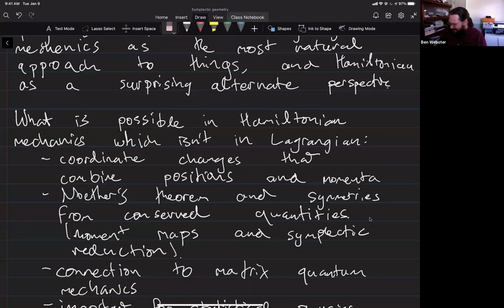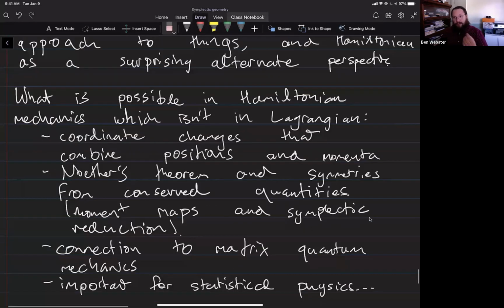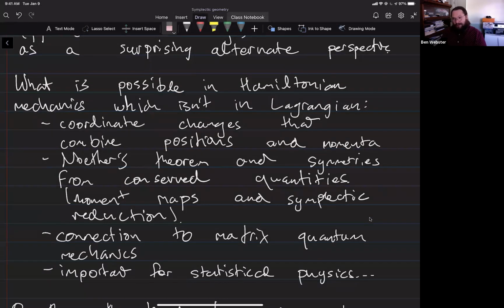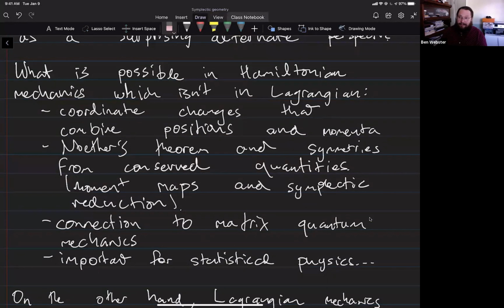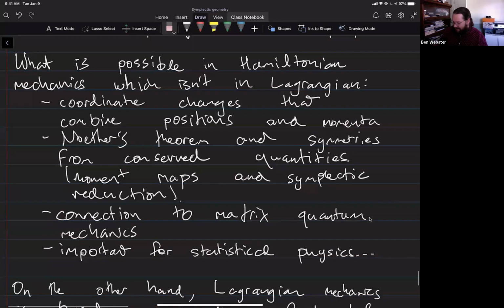So I feel like I should defend Hamiltonian mechanics a little bit, because there are things you could do in it that you can't do from a Lagrangian perspective. You can do coordinate changes which combine positions and momenta. You can apply Noether's theorem, which tells you that you get symmetries from conserved quantities, which is going to lead us to moment maps and symplectic reduction. It's got a more natural connection to matrix quantum mechanics. And people tell me it's important for statistical physics.